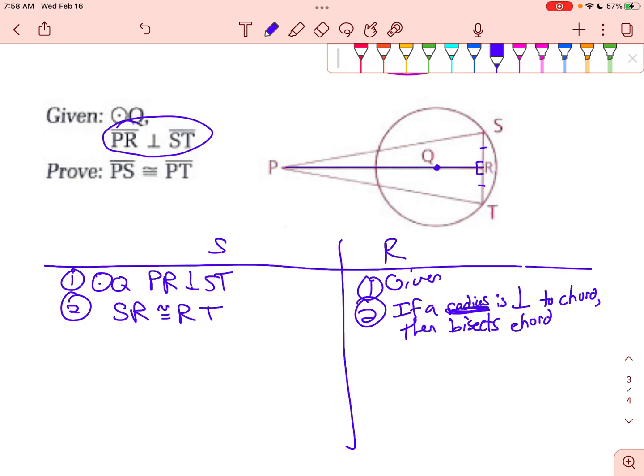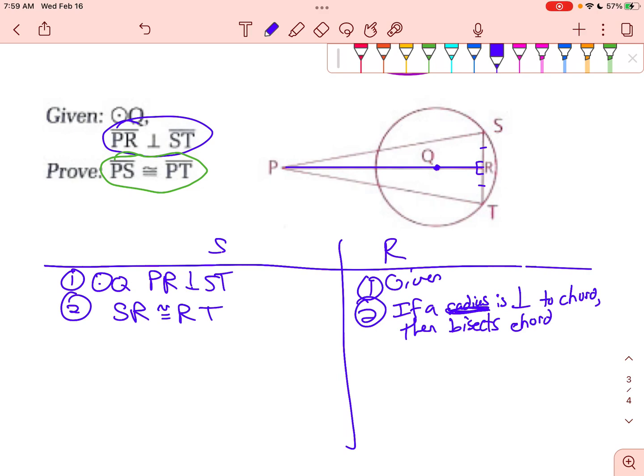So here we go. My next step, so I'm looking at this and I'm trying to prove that PS is congruent to PT, and I feel like you guys are going to want to go to congruent triangles because you don't remember the equidistance theorem. So we're gonna go to congruent triangles.